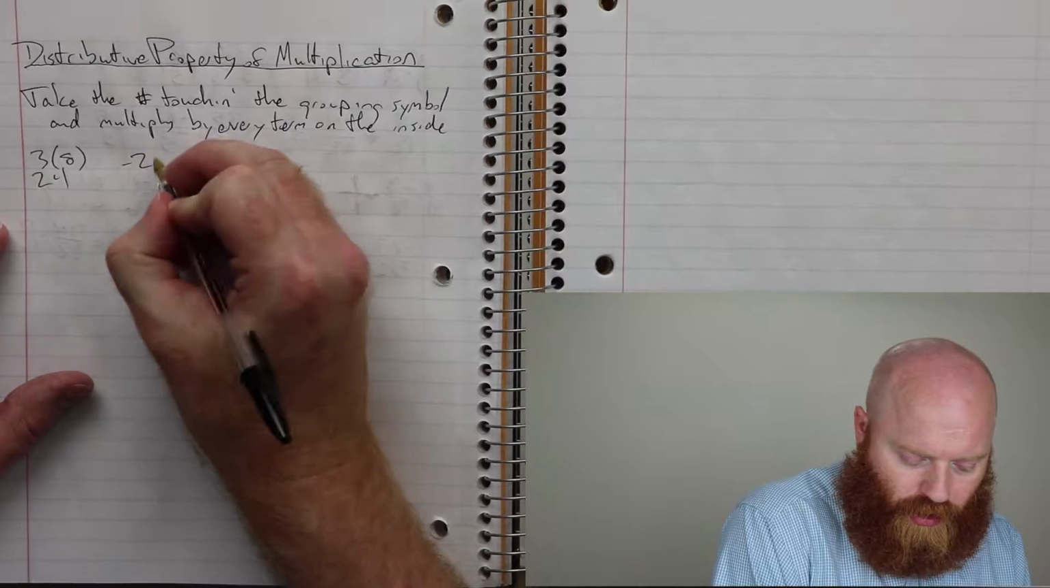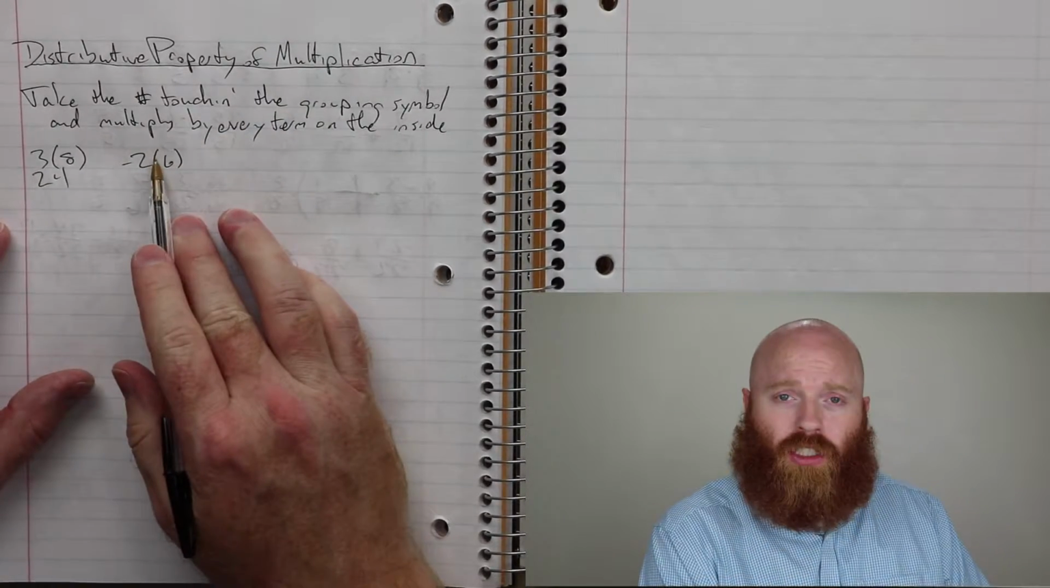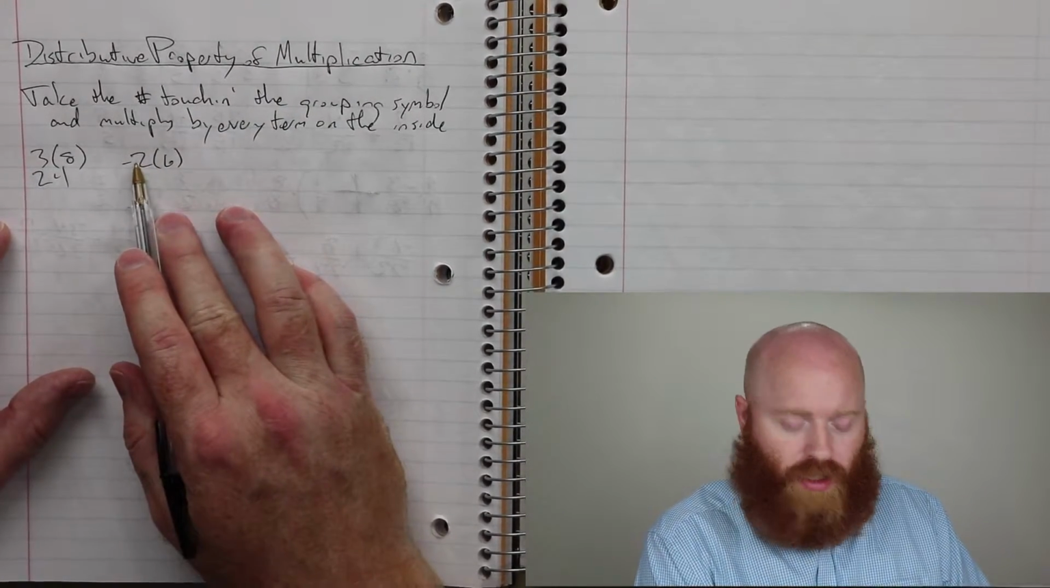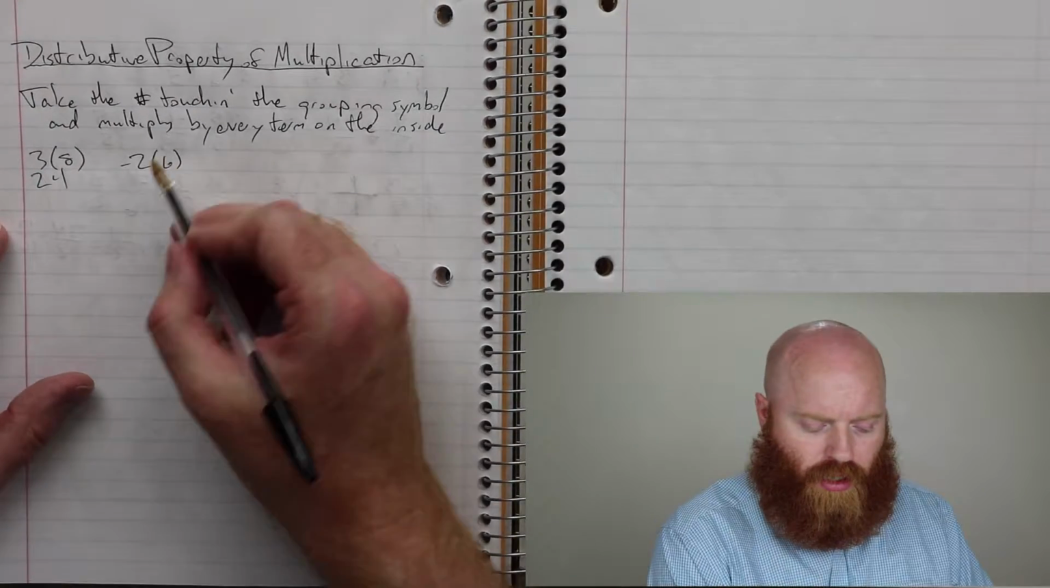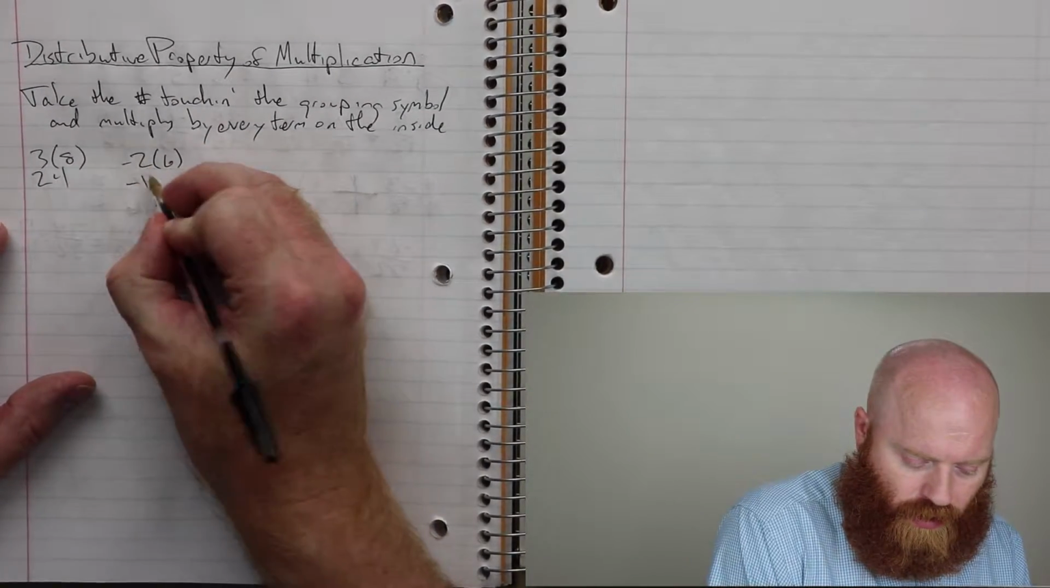What if it was negative? I don't care. When you have a number touching a grouping symbol, it means take the number on the outside and multiply times the number on the inside. Negative 2 times 6 is negative 12.